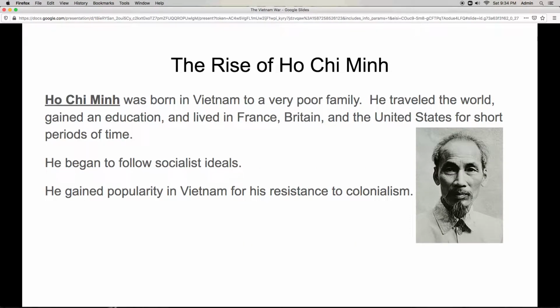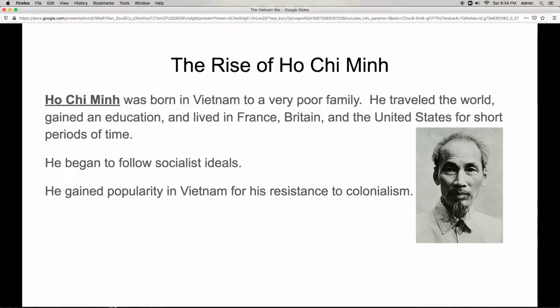And that is going to be under the leadership. The Vietnamese who are going to resist are going to fall in line and follow a man named Ho Chi Minh. Ho Chi Minh has a very interesting past. I recommend that you do a little search on him. He lived in the United States for a while. He lived in New York. He lived in France, Britain. He was a very educated man.